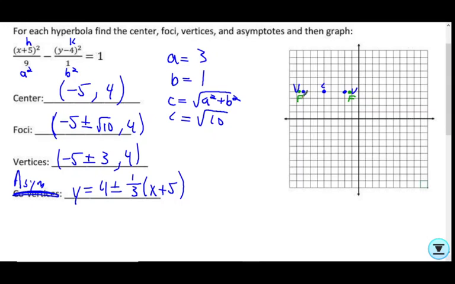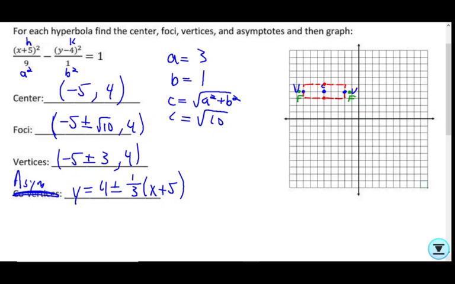Now, to draw the rest of it, we're going to use the idea of co-vertices. So b is 1, so I'm going to go up 1 and down 1. Okay? Now, I'm going to use these 4 points that are technically our vertices and where our co-vertices would be to create a kind of rectangle. Okay? So this rectangle basically shows me how my asymptote should look for my hyperbola.